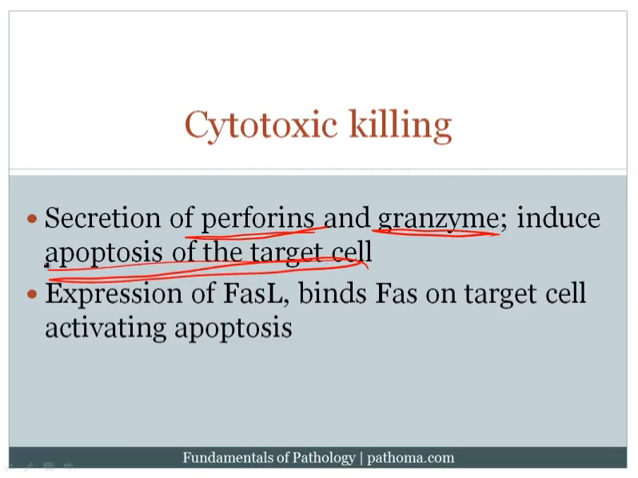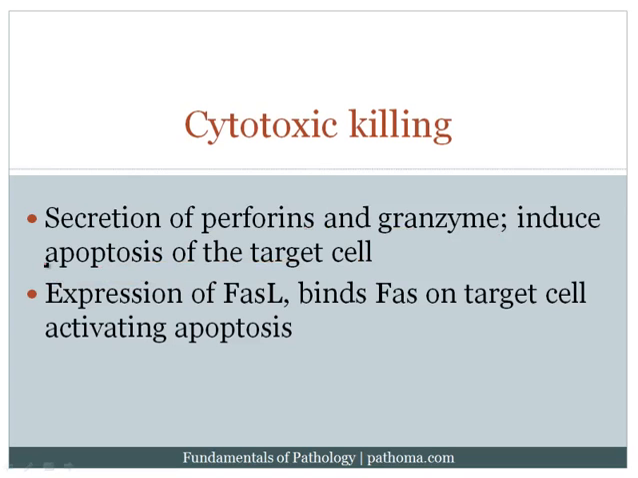Now, do you remember? I'm going to try to jog your memory here and remind you of a high yield point that shows up on examinations. What is the key enzyme that mediates apoptosis that in this particular case granzyme would activate? Caspase. So remember that caspases are the key mediators of apoptosis. That's high yield. Okay. Now, that's one way by which the CD8 positive T cells will kill.